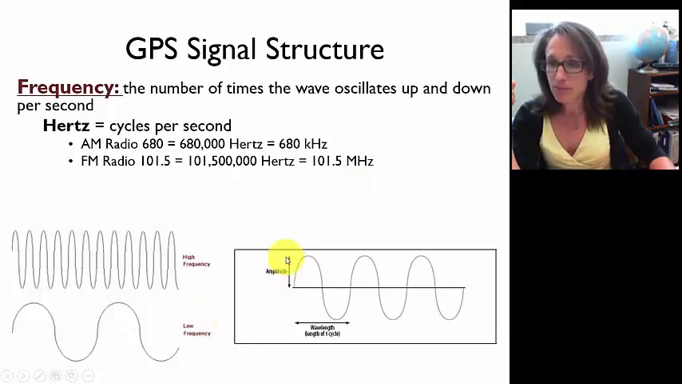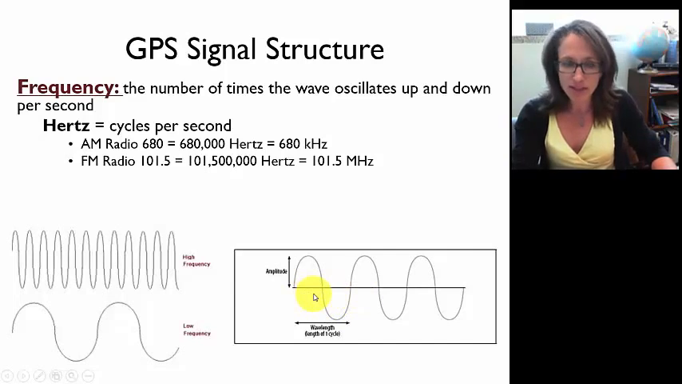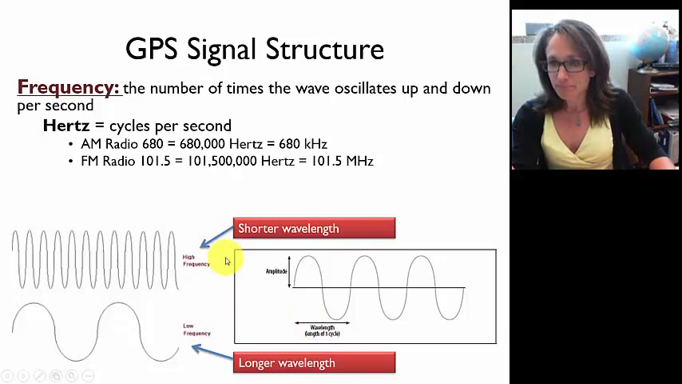The other things we describe about a wave are its amplitude, or height, and its wavelength, which is the distance from the beginning of one wave cycle to another. You could measure it from peak to peak, trough to trough, or from the beginning of the wave cycle to the end of the wave cycle. So we have frequency, amplitude, and wavelength to describe our carrier wave. A wave with a higher frequency will have a shorter wavelength, and a wave with a lower frequency will have a longer wavelength.